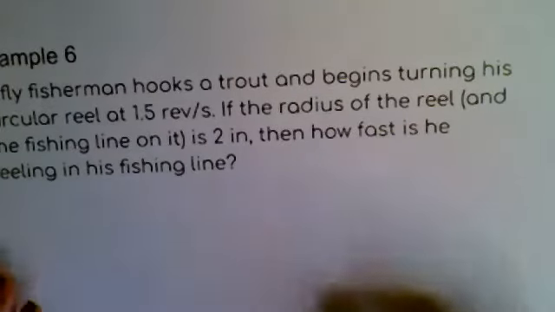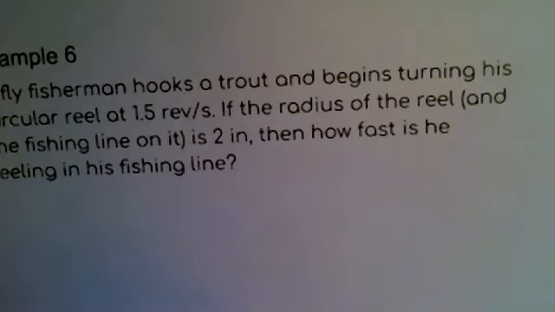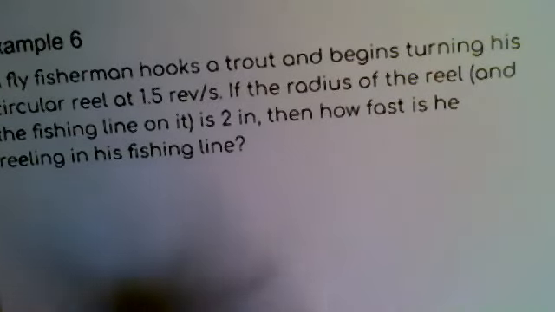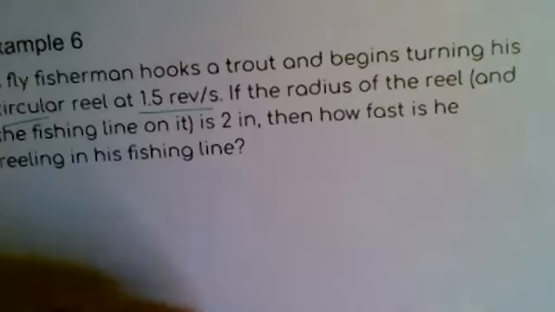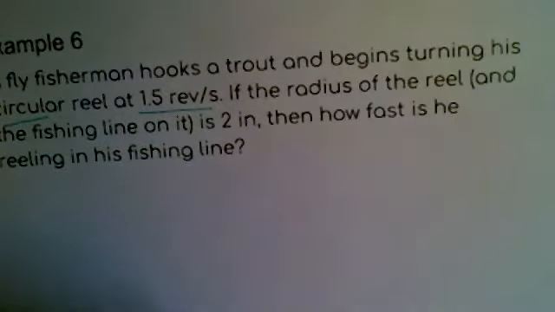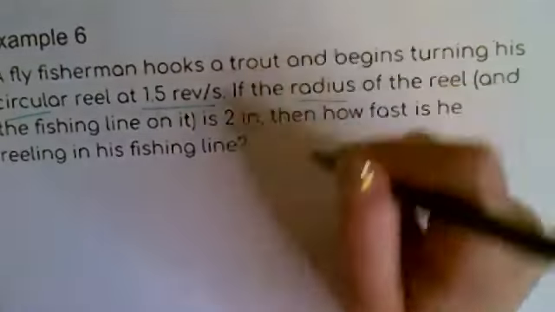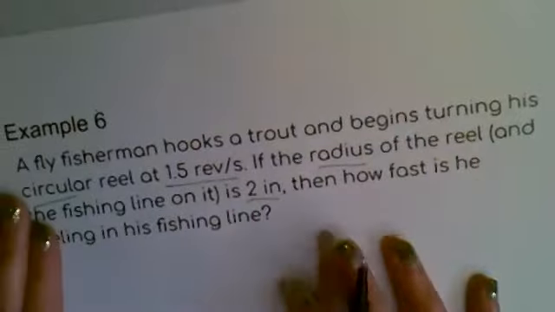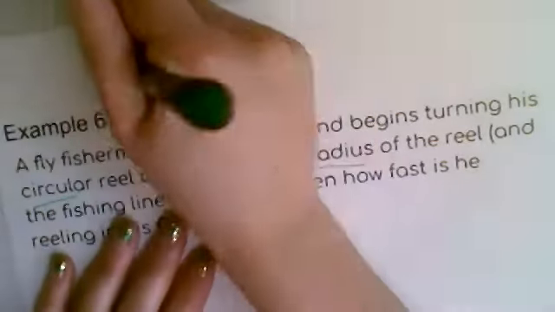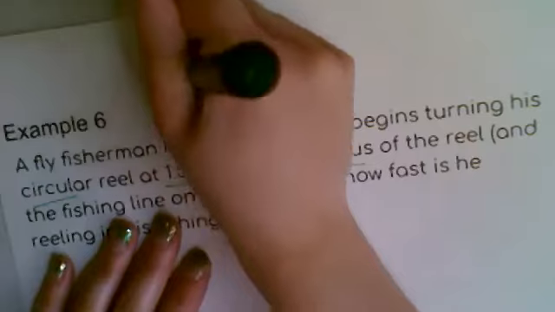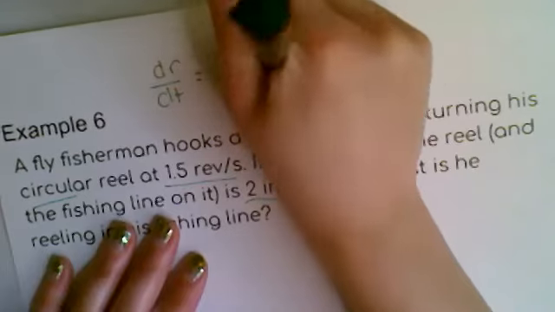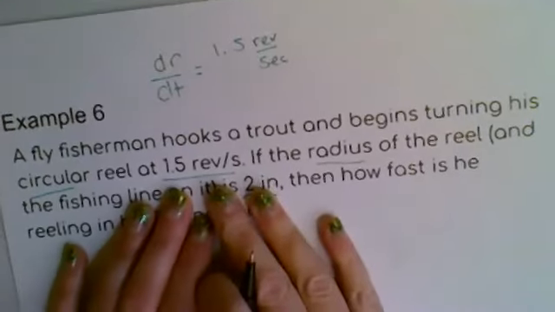Okay, so we have a fly fisherman, and the fly fisherman hooks a trout and begins turning his circular reel at a rate of 1.5 revolutions per second. If the radius of the reel and the fishing line on it is 2 inches, how fast is he reeling in the fishing line? Okay, so this one's going to be a little bit more involved. So the dr dt is going to equal 1.5 revolutions per second. Okay, so that's the rate that I'm given.